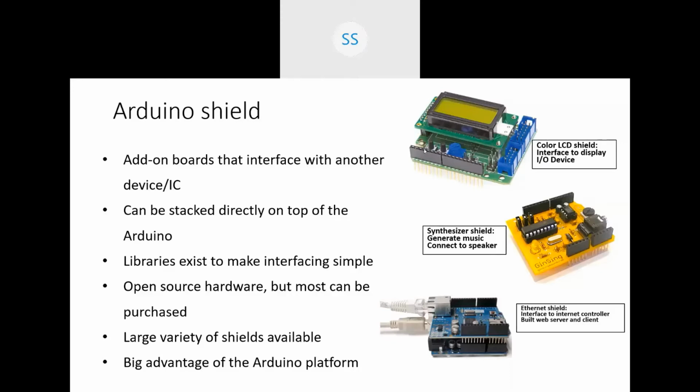In the lower part, in the first case, you can see the Arduino shield of a color LCD shield. That means the color LCD is available separately. You can put it on top of the Arduino and create an LCD display. To run that LCD display, you need a separate library, and those libraries are available in the market.